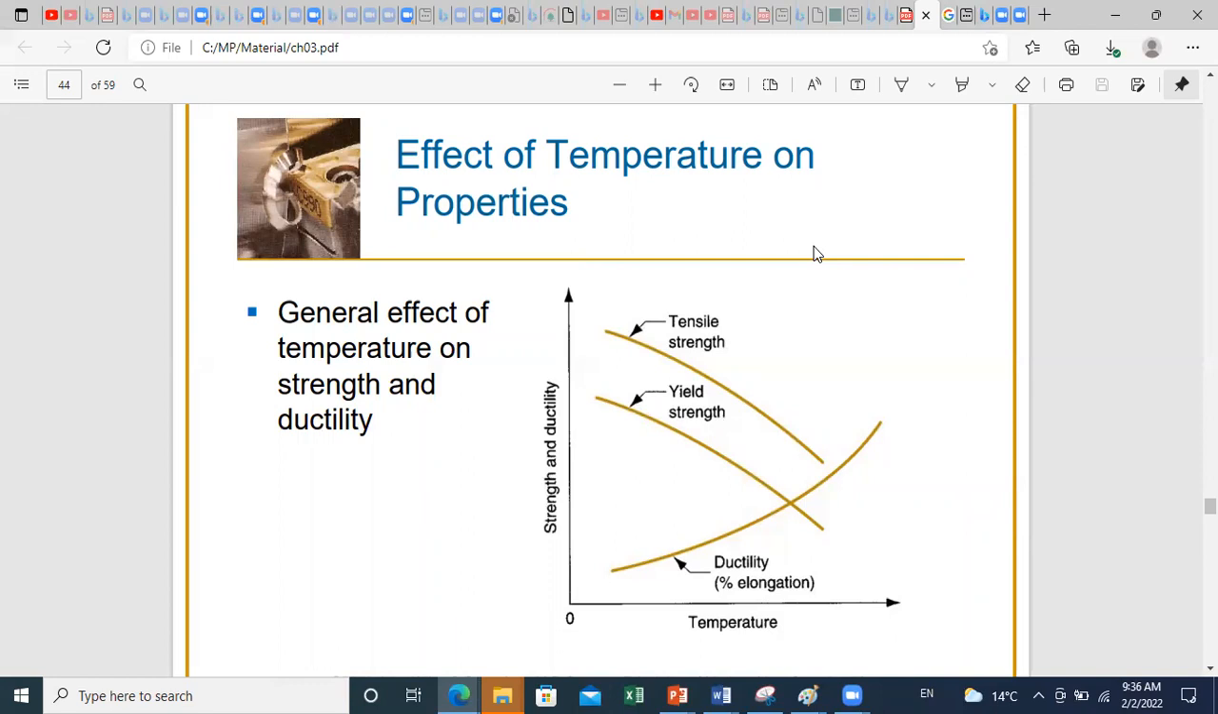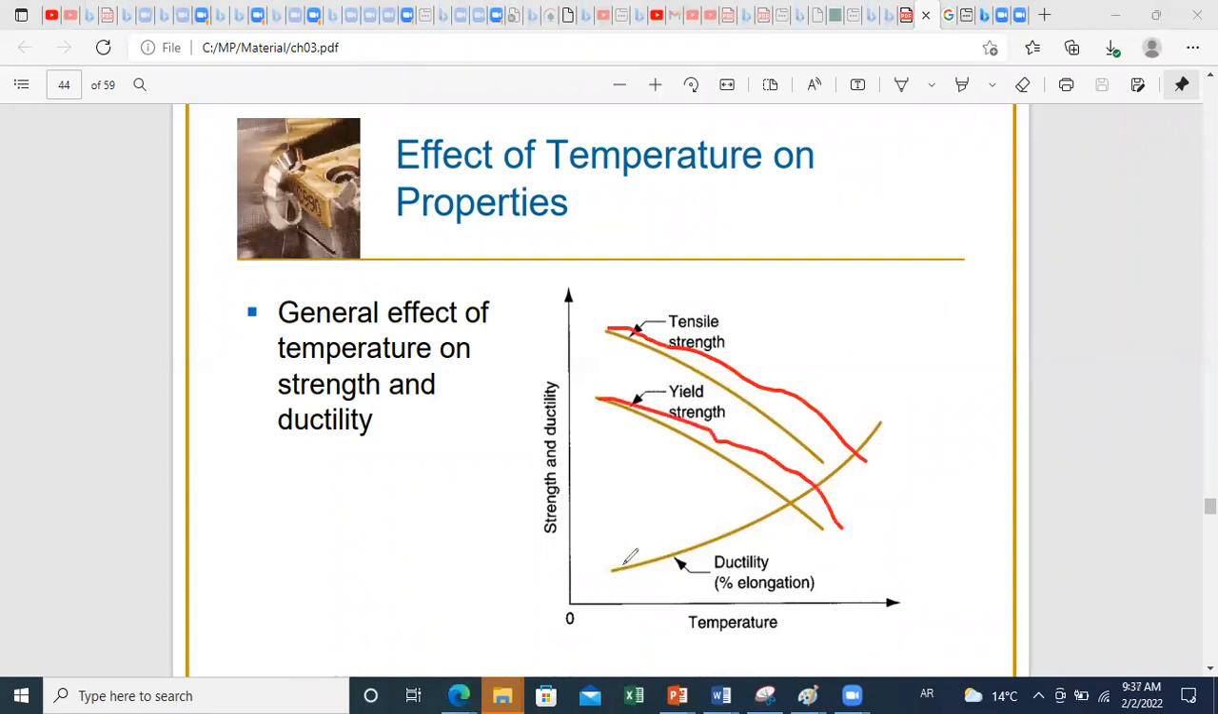For example, here we can see how the temperature can affect the strength and ductility of a material. First, if you observe your curve, increasing the temperature will reduce the strength, but will increase the ductility.